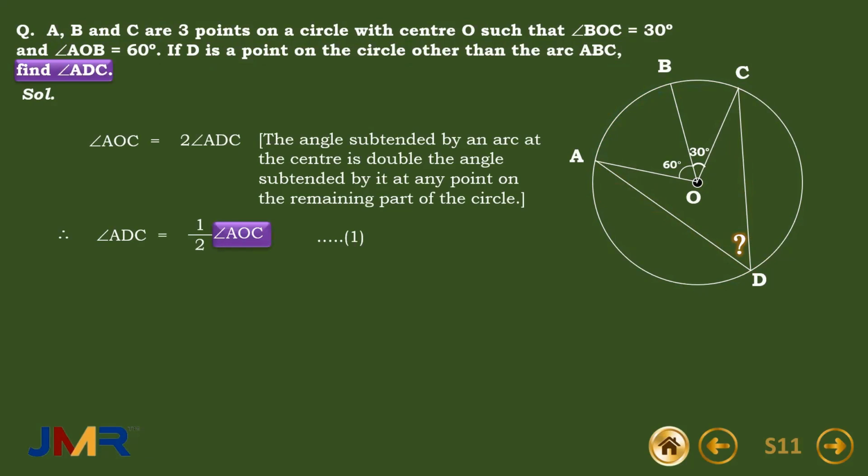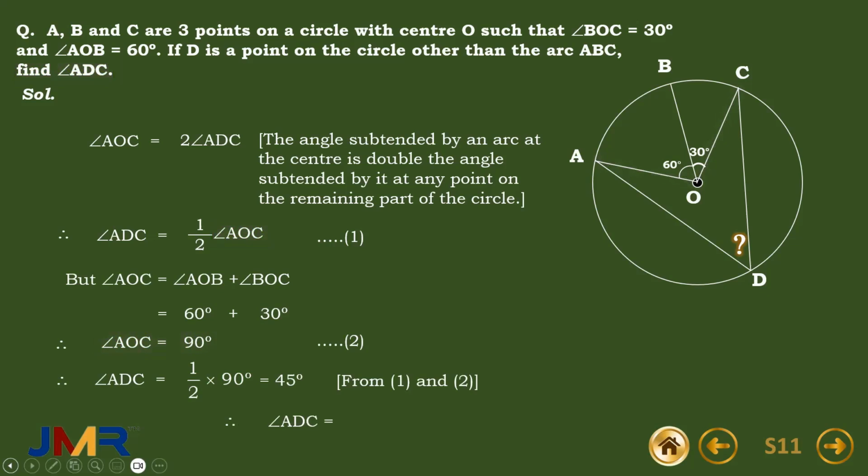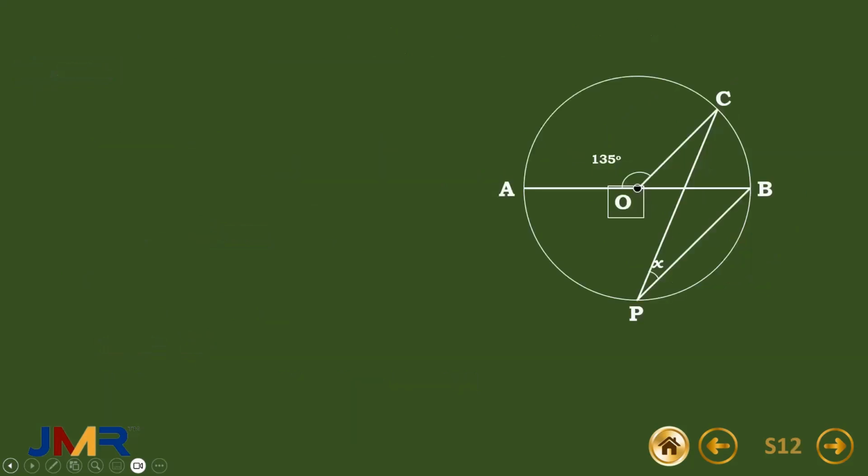So angle AOC is nothing but the sum of angle AOB plus angle BOC. Therefore, that is 60 plus 30, 90 degrees. Therefore, angle ADC is equal to half of 90 degrees, that is 45 degrees. I hope you have understood, and it is a very easy problem. What is angle ADC? 45 degrees. Very simple. By applying the previous theorem, we have solved it. Shall we go further? Yes.